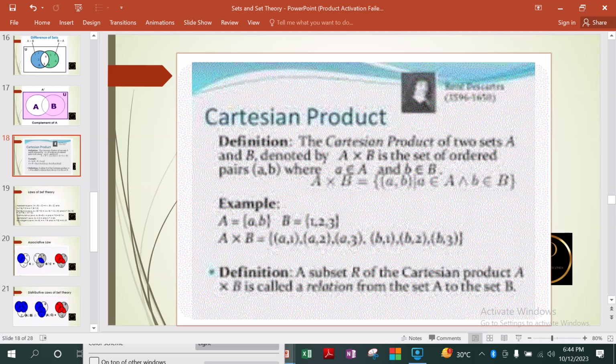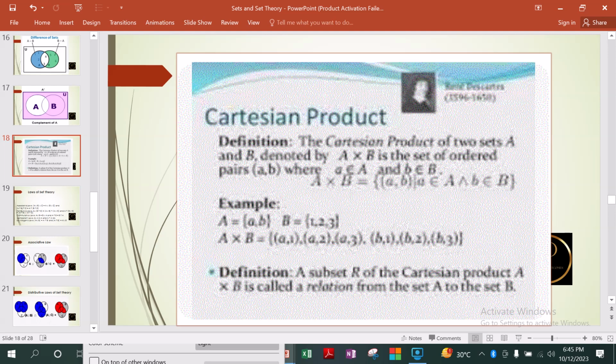So set A is made up of 2 elements, a and b. Set B is made up of 3 elements, 1, 2, and 3. If you say A times B, or you want to find the Cartesian product, you pair it in this manner. a to 1, that's the first one. Then you have a to 2, that's the next. Then you have a to 3, so a3.